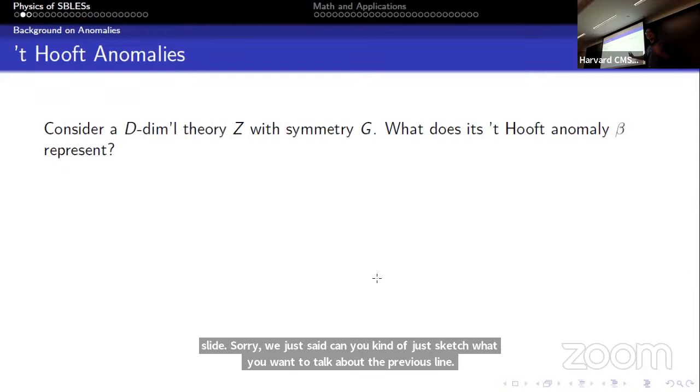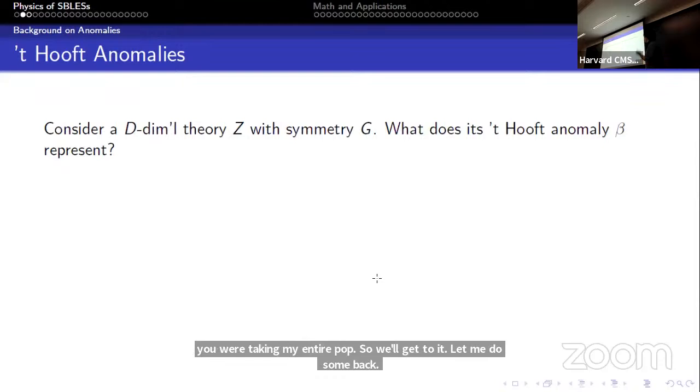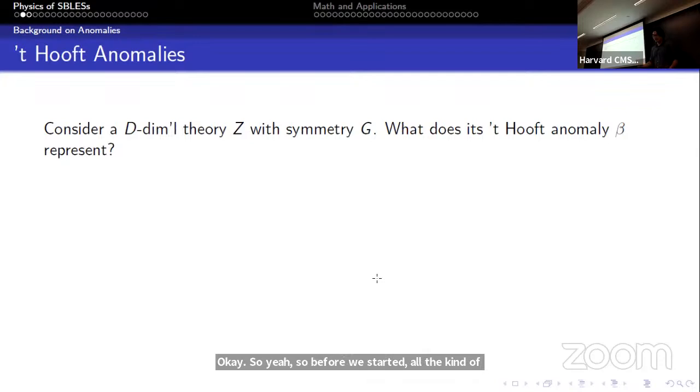Before I get started, I want to briefly review topological anomalies. Again, I believe probably everyone in the audience is familiar with them, but I want to take a specific point of view.